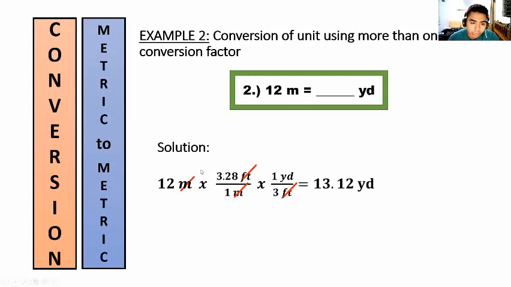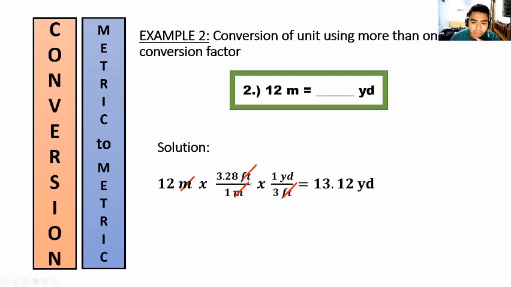So una, okay, so ang goal natin, makancel natin yung unit na meter. Okay? So alam natin, ilalagay natin yung meter doon sa denominator. Then 1 meter is equal to what? How many feet? 3.28 feet. Okay? So na-cancel na yung meter natin dito. Okay, na-cancel na yung meter.